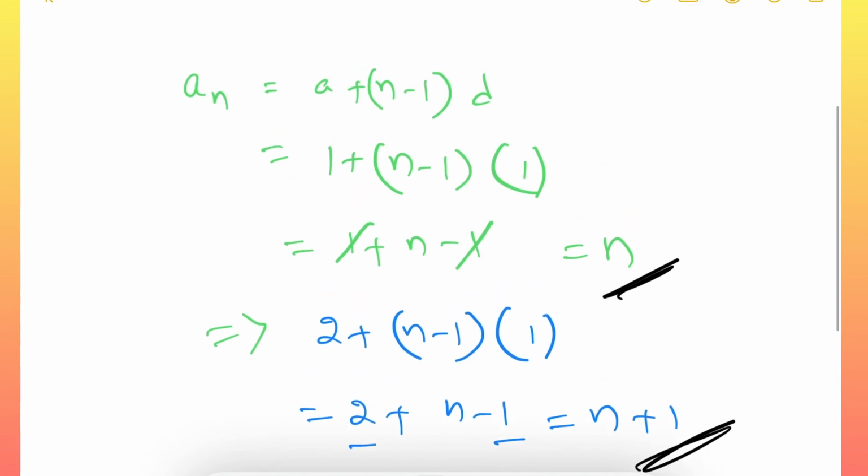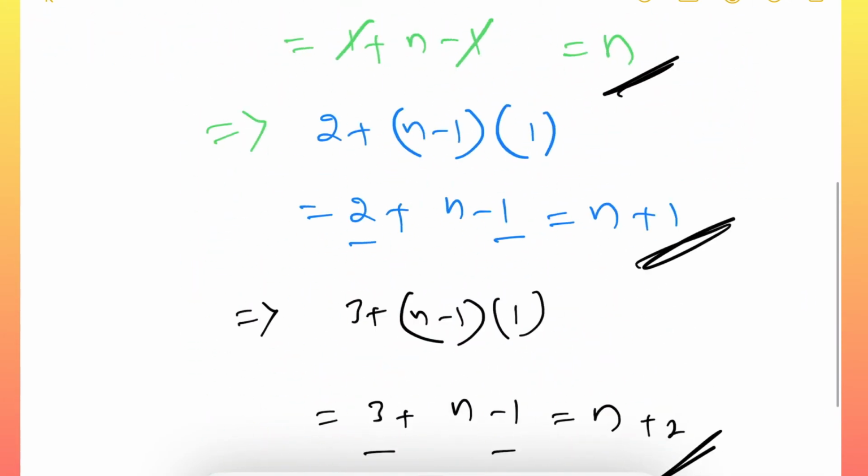So I will change the question now. 1 into 2 into 3 plus 2 into 3 into 4.